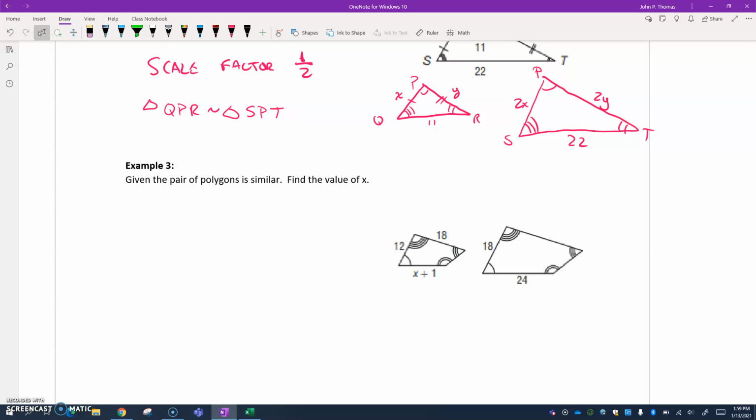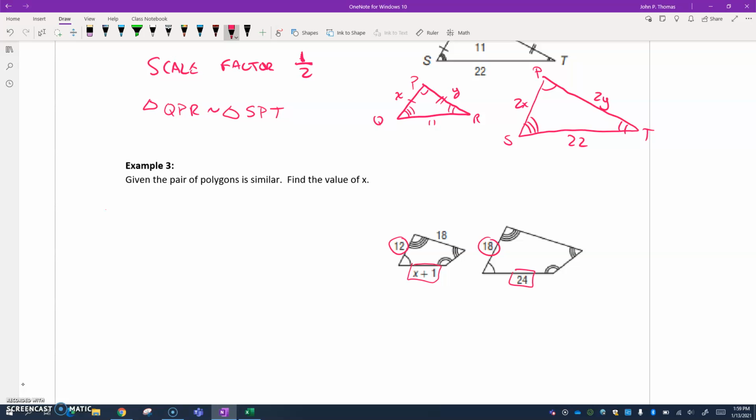This last one here says, given the pair of polygons is similar, find the value of x. All right, so first I notice all the corresponding angles are congruent. So when I look at this, 12 goes with the 18, and the x plus 1 goes with the 24. And again, I look at angle markings to find the corresponding sides. The x plus 1 is from 1 angle mark to 2 angle marks. The 24 is from 1 angle mark to 2 angle marks as well. So they correspond. The 12 and the 18 are both 1 to 4 angle markings.